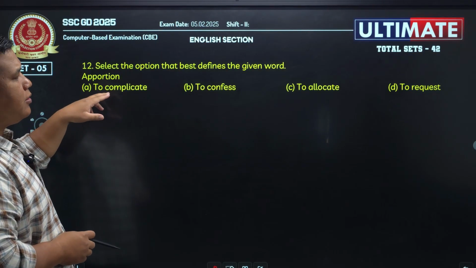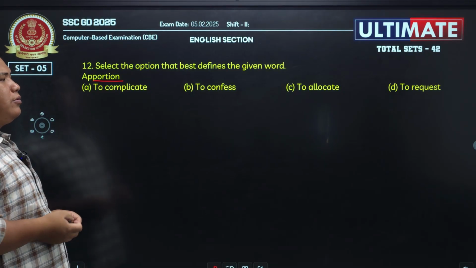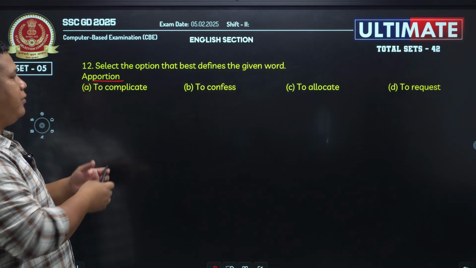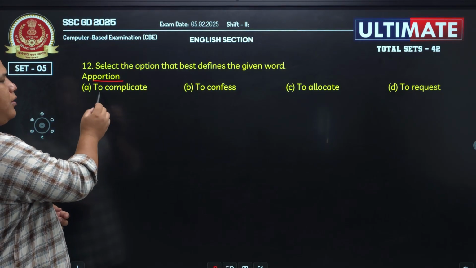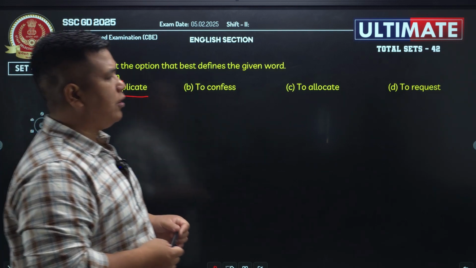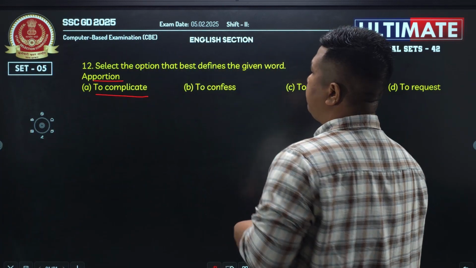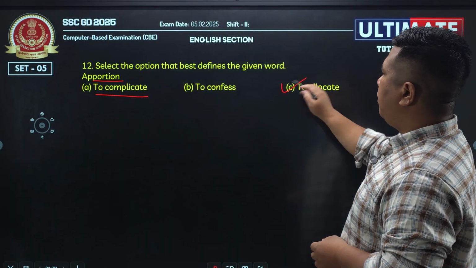Select the option that best defines the given word. A portion, dividing into shares, giving people, dividing and then giving. Complicate, to make something more complicated, more confusing; to confess, to allocate, to request. Which one means to give out, to divide and share? Allocation.